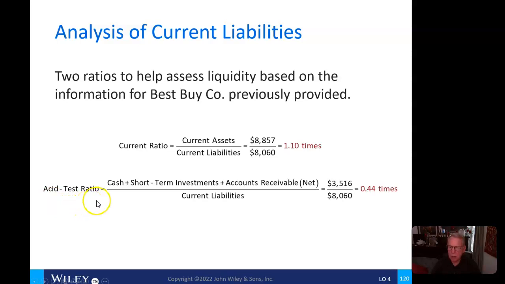The acid test ratio: here we can only consider in the current assets cash, short-term investments, and accounts receivable, net, meaning after the allowance for doubtful accounts has been subtracted. It comes out to 3,516 over the same current liabilities as in the current ratio, and we get 0.44 times. You may remember that the rough rule of thumb for the acid test ratio is 1 times. So the acid test or quick ratio, as it's sometimes called.